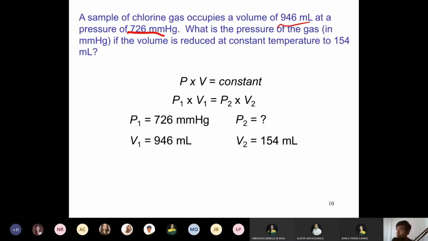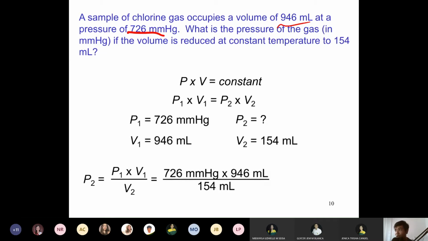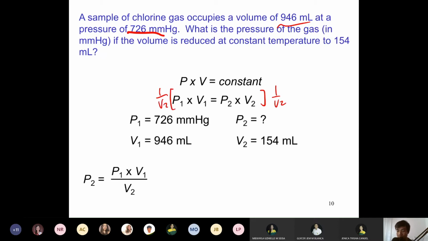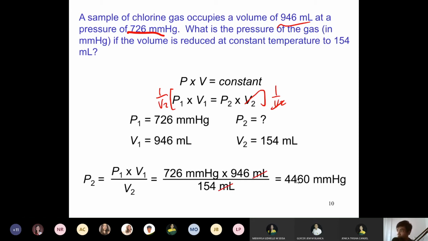Okay? So, to solve for P2, what do we need to do? This is P2, and beside it is V2. So, if we divide both sides by V2, we will have this equation, so we can cancel it. Cancelled. So, we will have the equation P1 V1 over V2. Then you plug in all your information. Take note that the units will cancel eventually, giving you the final answer of 4,460 millimeters of mercury. So that's how easy it is. That's it.